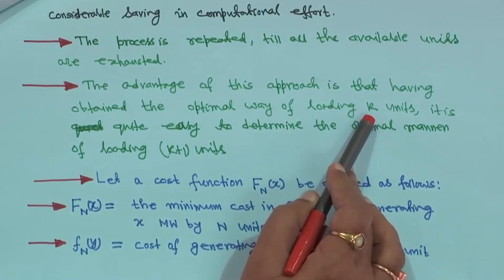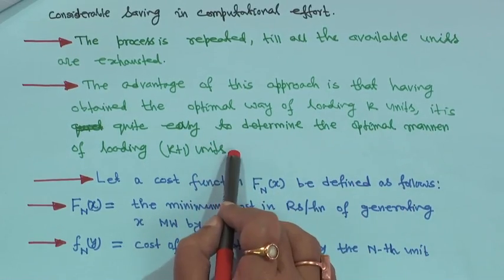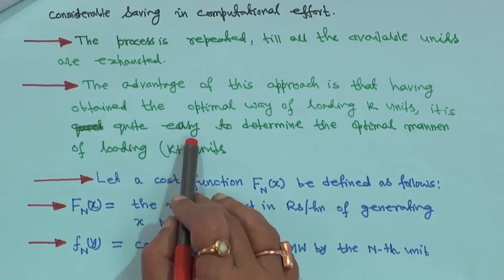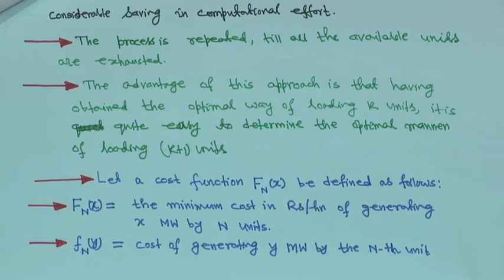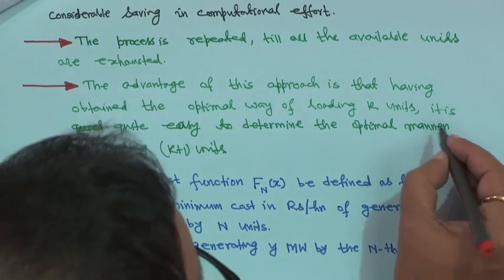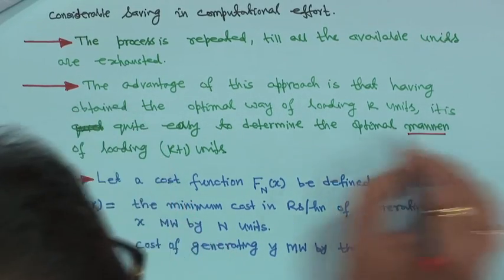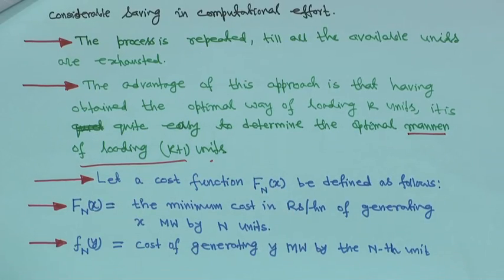The advantage of this approach is that having obtained the optimal way of loading k units, it is quite easy to determine the optimal manner of loading k plus 1 units, right. So basically, one after another, suppose you have k number of units, you are considering first 1 and 2, then third, then fourth, this way up to the kth unit. So this way you can test and find out what will be the best combination. Thank you.